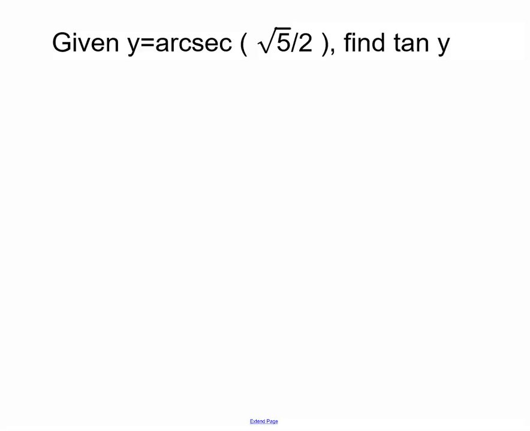So right now we don't know the size of y, but I do know that it's an angle inside of a right triangle. So I'm going to go ahead and draw that. I've got an angle inside a right triangle, and y is that angle somewhere in there. And when I take the arcsecant of square root of 5 over 2, that's supposed to tell me that angle.